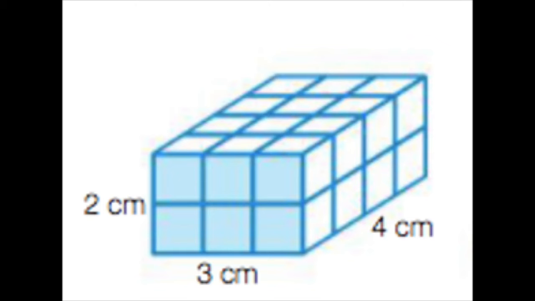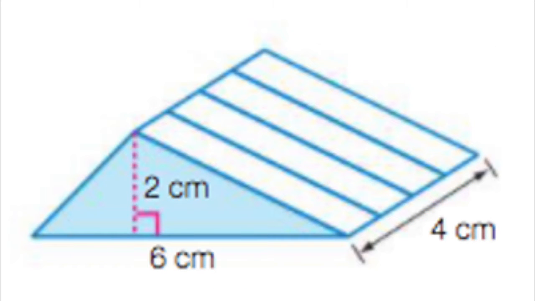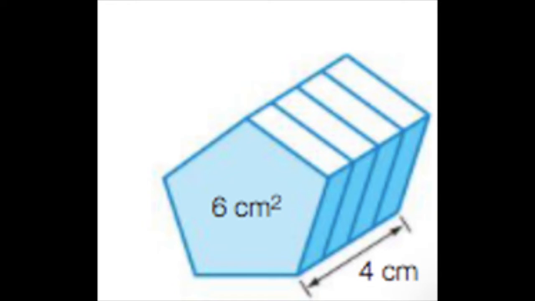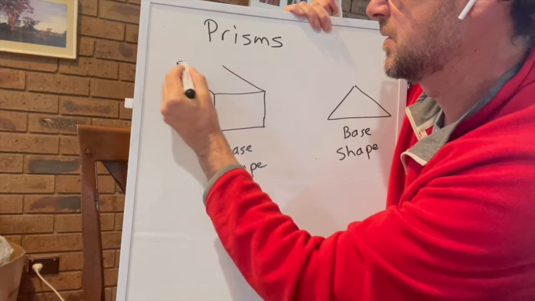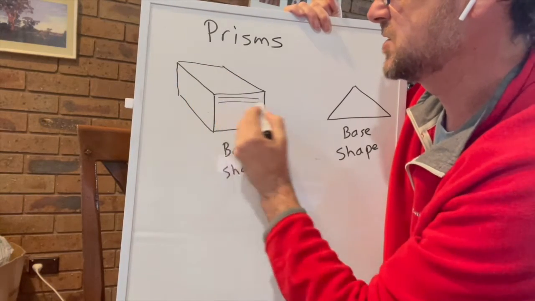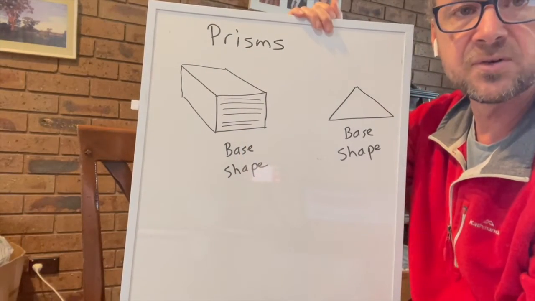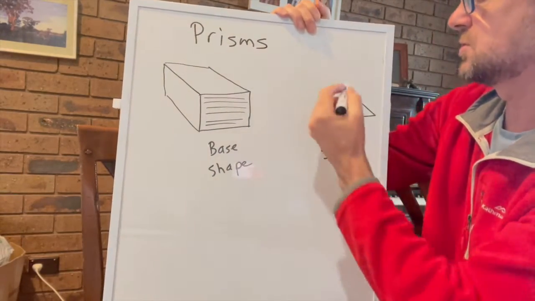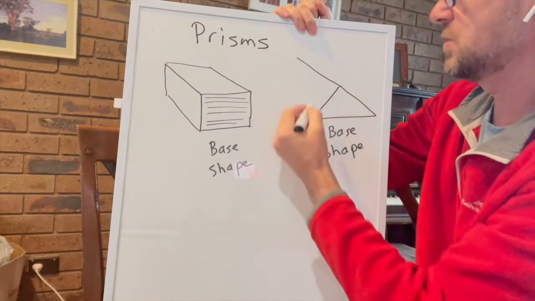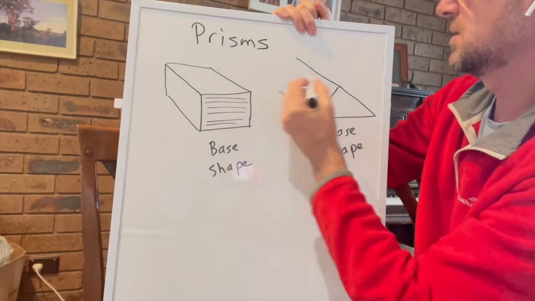Okay, let's explore prisms. With a prism, we start with a base shape, and then that base shape ends up being extended back, and it creates this three-dimensional shape. But this base shape is the one that we are considering first. So let's look at something like a triangle. The triangle would extend back.